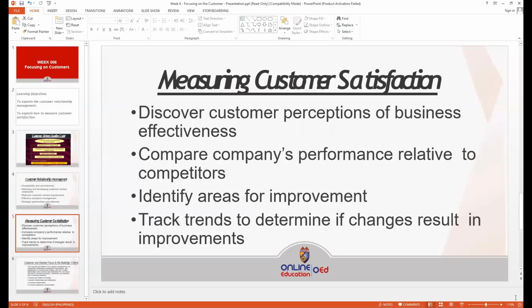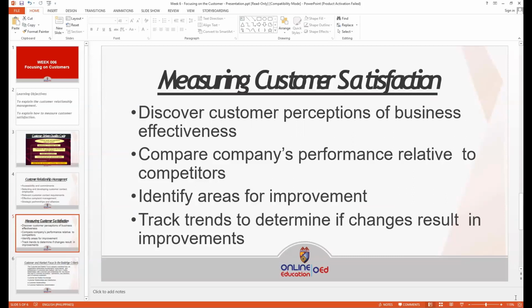So how do we measure customer satisfaction? Customer satisfaction is how happy or delighted the customers are in perceiving the quality of the products and services. We have the following measurements to get the customer satisfaction. In order to measure it, we discover the customer perception of the business effectiveness. One way of measuring customer satisfaction is to compare the company's performance relative to the competitors.